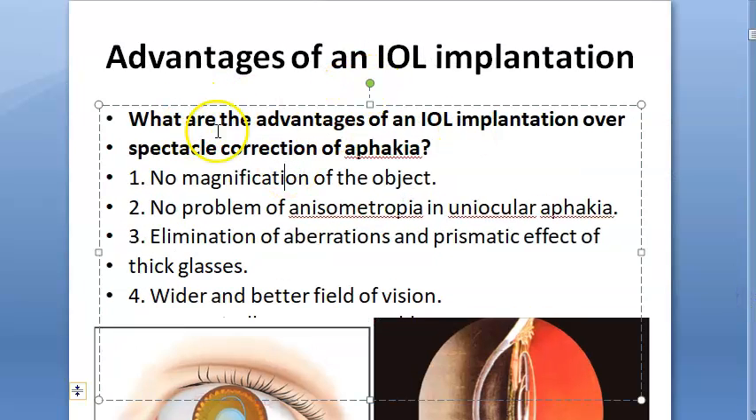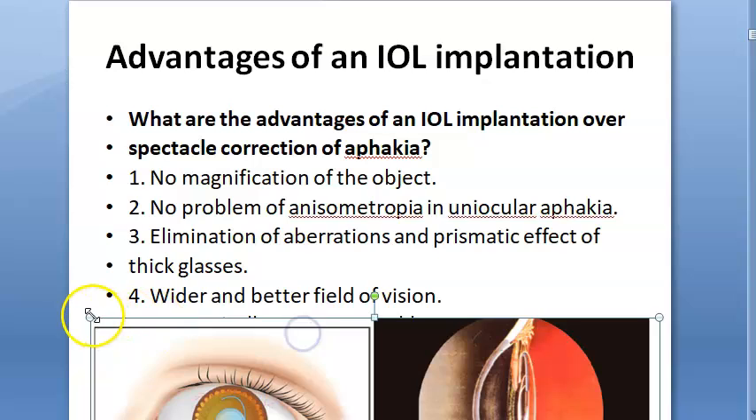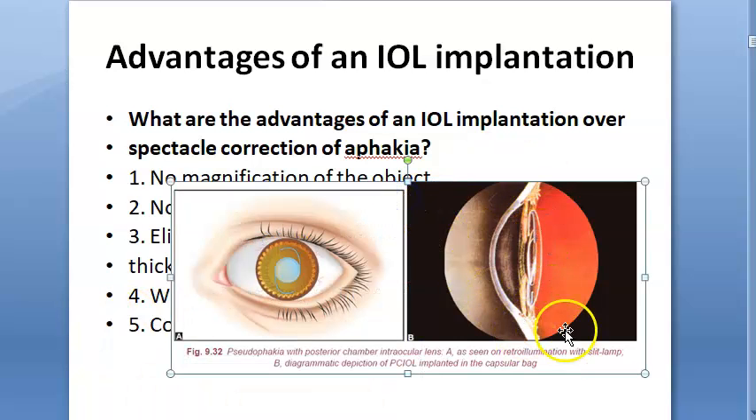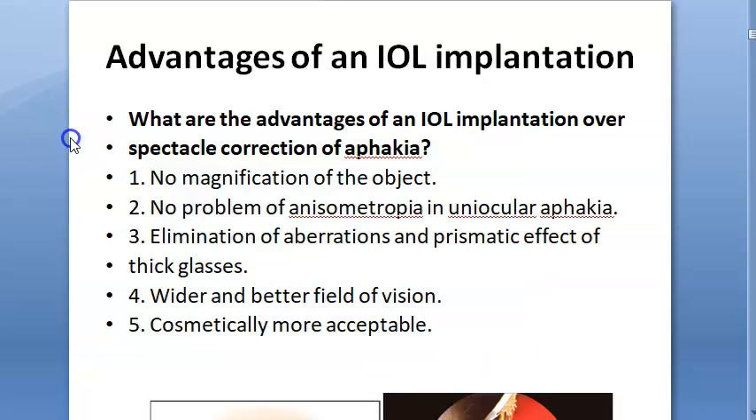So you got what IOL is. Look at the advantages of IOL over spectacles for aphakia. See what happens when you give spectacles. When there is no lens inside the eye, you will have to give very high power spectacles. So there will be a lot of magnification with the spectacles, and there can be anisometropia, especially if there's unilateral aphakia. Then they will have one spectacle which is very, very high powered. So that can cause anisometropia, etc. There can be aberrations, prismatic effect with thick glasses, etc. So now what they are doing, instead of giving spectacles, they're putting the lens inside the eye.